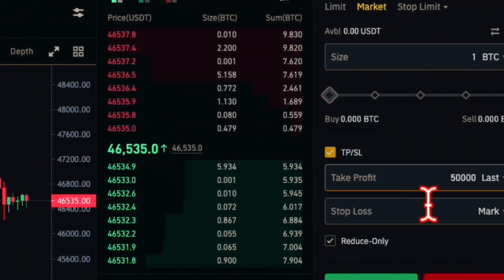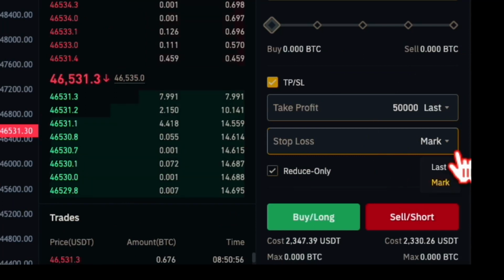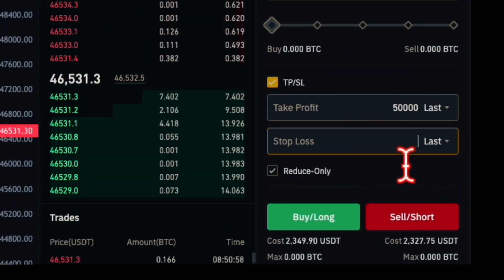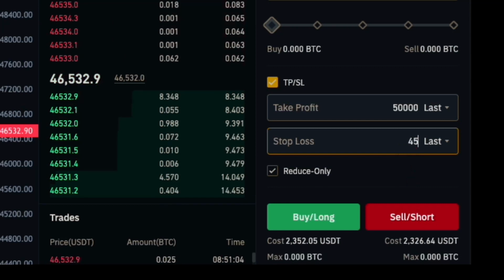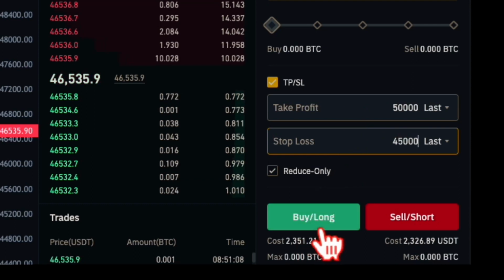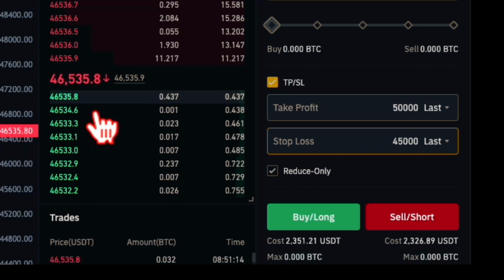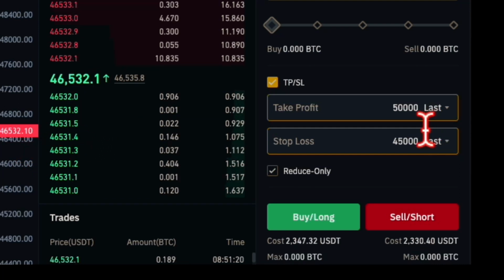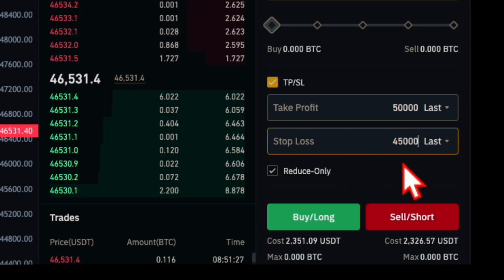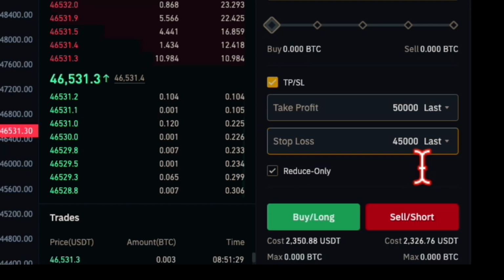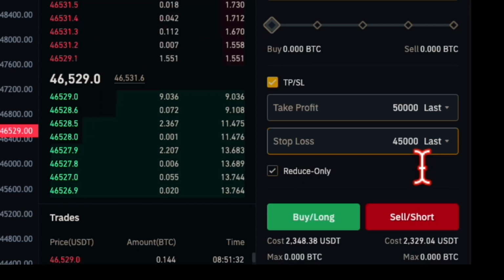Because the further it goes down, the more money you will lose. So to avoid losing all your money in one day, you want to put a stop loss. At what point do you want the market to stop you if you are wrong? So let me put $46,000 or $45,000. So this simply means that I want to buy long at this current price of $46,000, which you are seeing here. If I'm right, I want to stop at $50,000, which means I'll make a profit of about $3,500. And if I'm wrong, I want to stop at $45,000, which means I will lose about $1,000 something dollars.